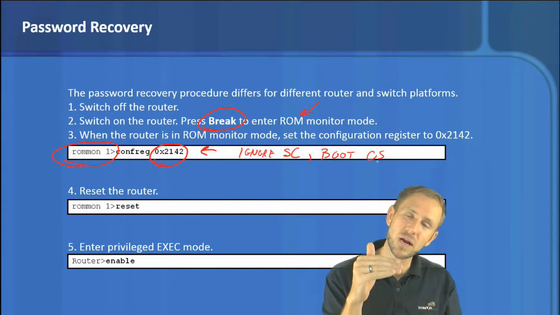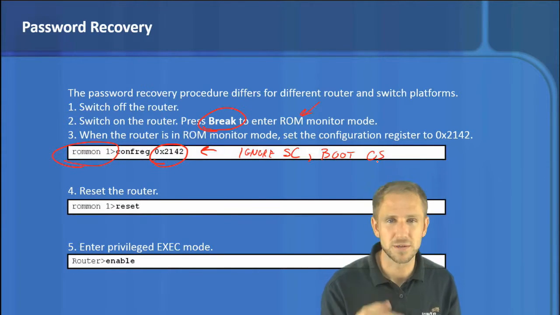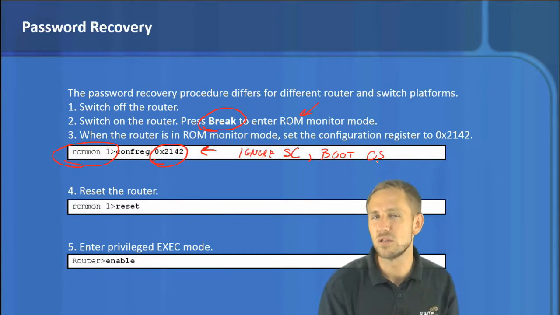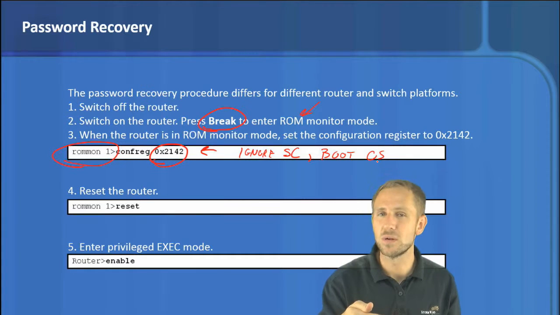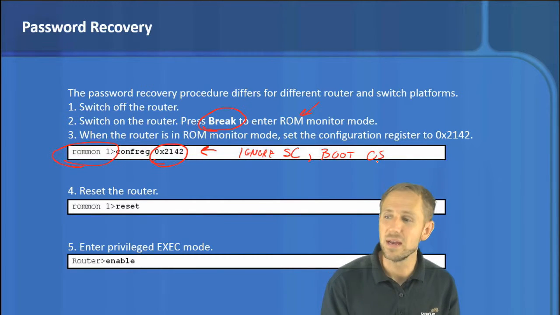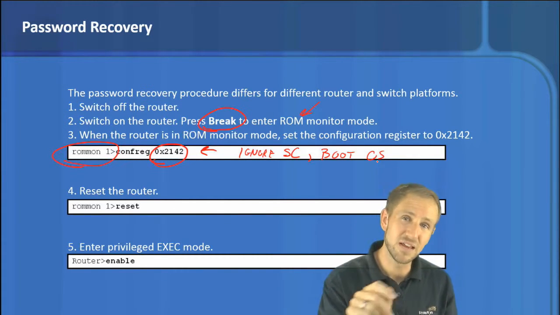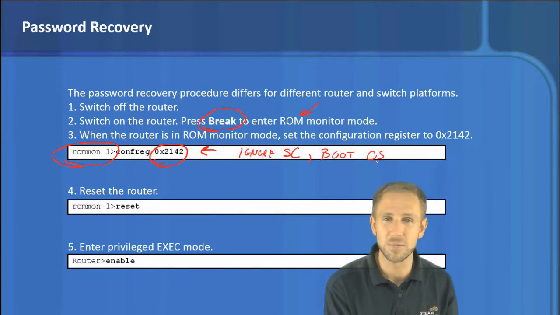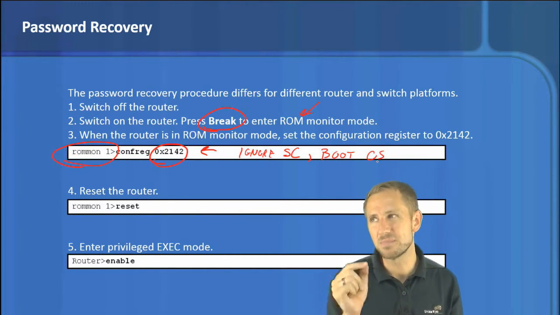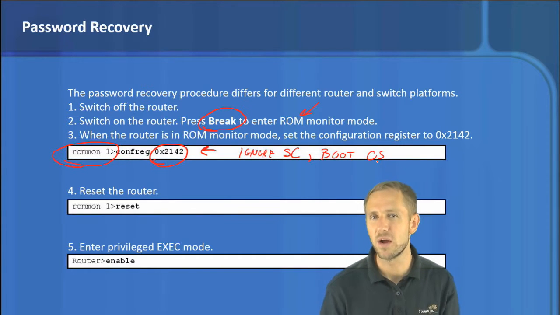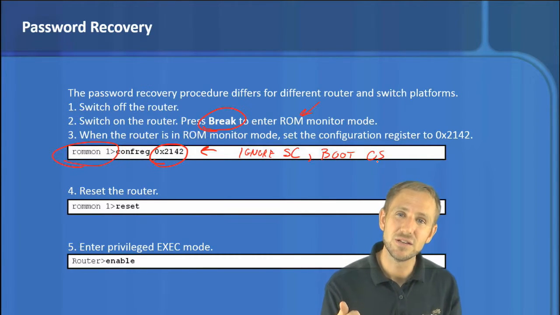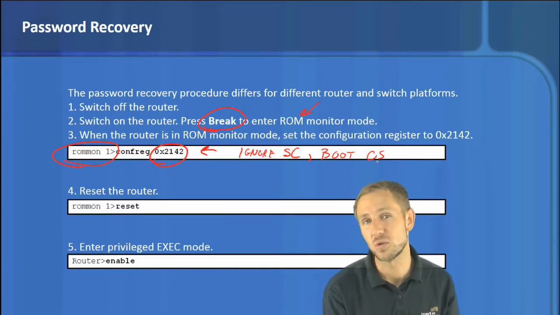Now that the configuration's there, I can overwrite the password. I'll say enable secret Cisco123, and I overwrite the password that was there with the Cisco123 password. Then I put my configuration register back, type write, and save it. The biggest mistake you can make with this whole process, it's easy to do password recovery, but it's also easy to forget to change the configuration register back.